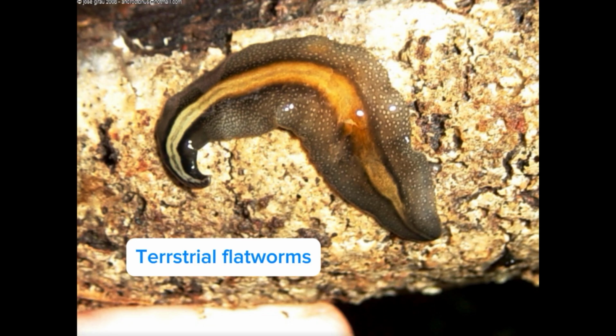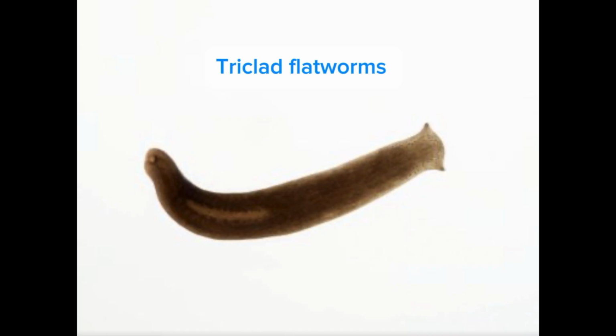Next, the representatives called terrestrial flatworms. They are found in damp soil environments. Some are predatory and can feed on earthworms. The last type of representative is tricladid flatworms. They are known for their three-branched intestine and habitat in freshwater or damp areas.